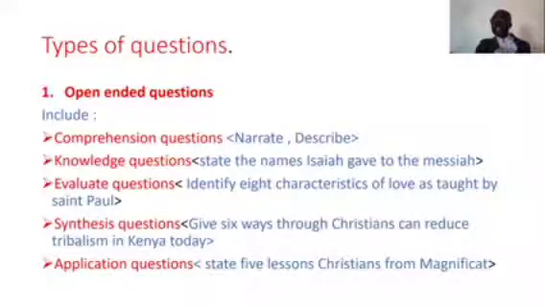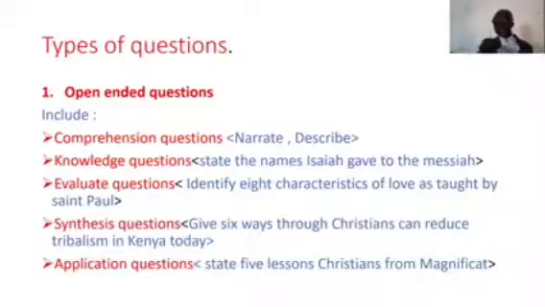Give 5 lessons Christians learn from the call of the first disciples. Give 5 lessons or 5 significance of Jesus. Give 5 significance that Jesus used the parables. And then just 5, 7, 8, you've been restricted. They have restricted you to give a particular number of points. So that is where we have open-ended questions and closed-ended questions.